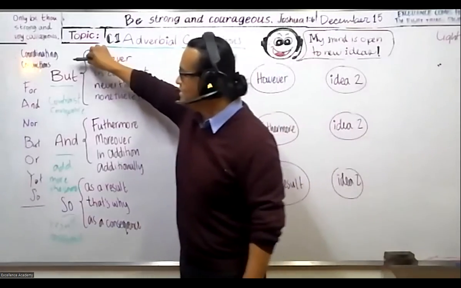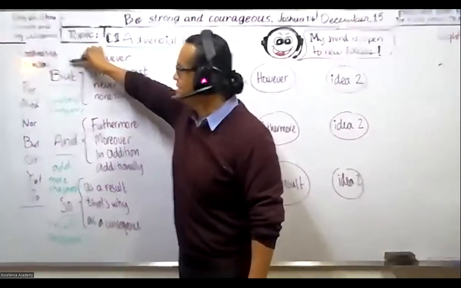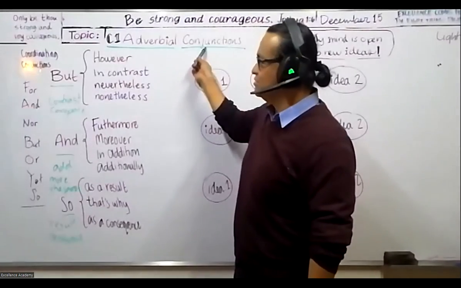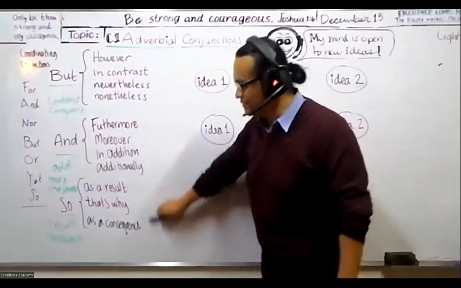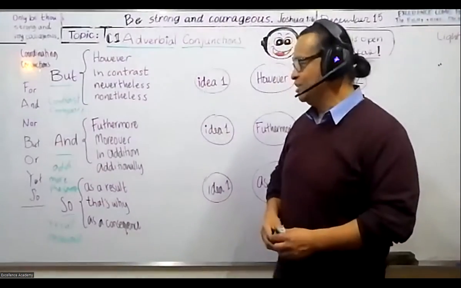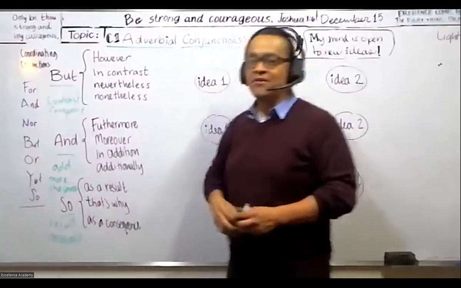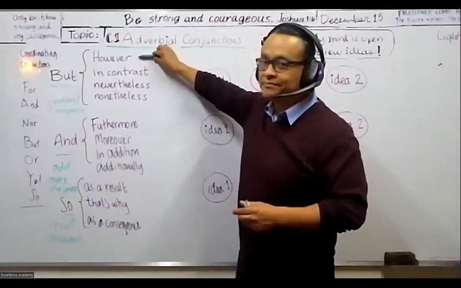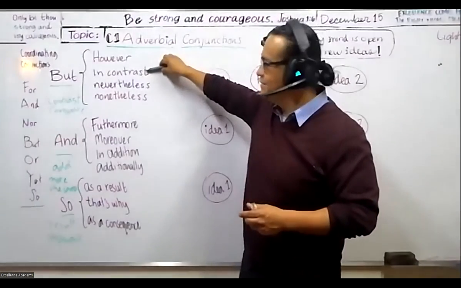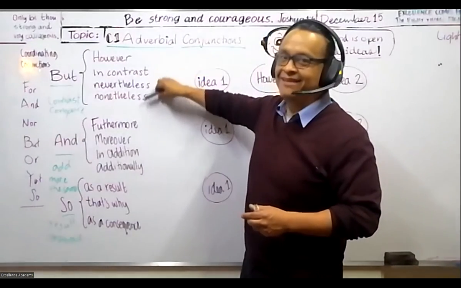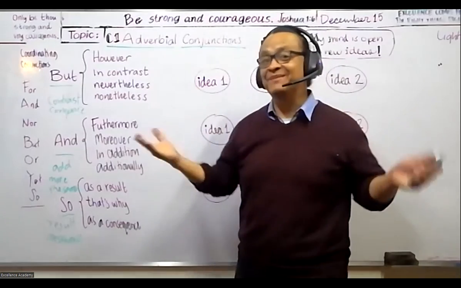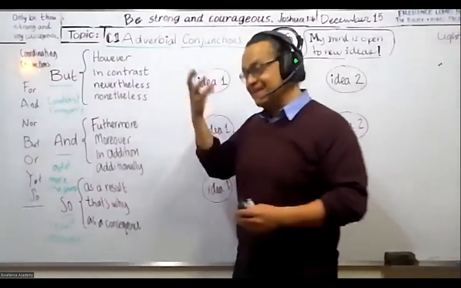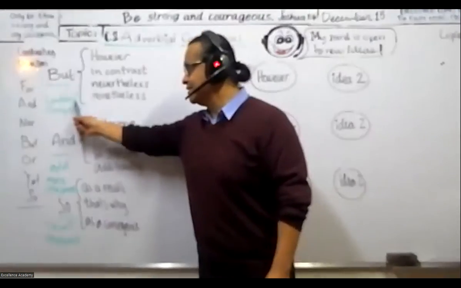So remember, first level, coordinating conjunctions. Next level is the adverbial conjunction. So here we have some examples of adverbial conjunctions. Let's start with contrast. For contrast or to compare, you can use however, in contrast, nevertheless, and nonetheless. Yes, they look like they are bigger words, right? They are bigger words, but their essence is contrast or compare.